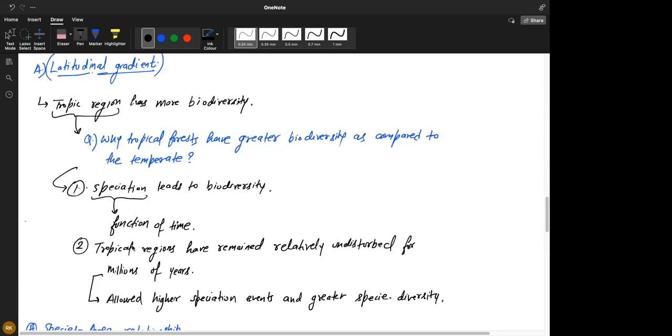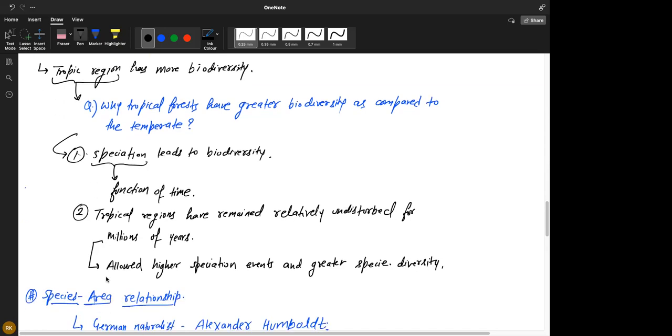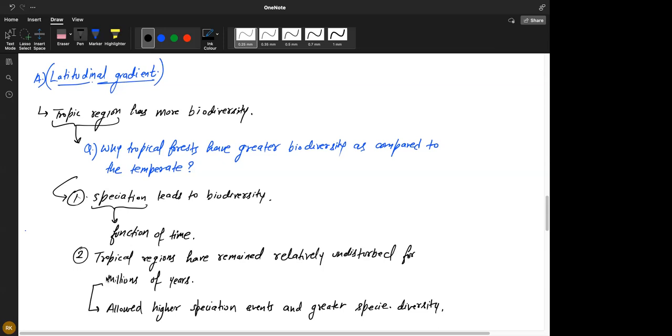We also saw the question of why tropical regions have more biodiversity. One reason is that tropical regions remained undisturbed. Correct. Continue. The other reason is that tropical regions have remained undisturbed for millions of years. Due to this, higher speciation events and greater species diversity were possible. Would you also like to add a few points to this? So everyone, just add a few points here.